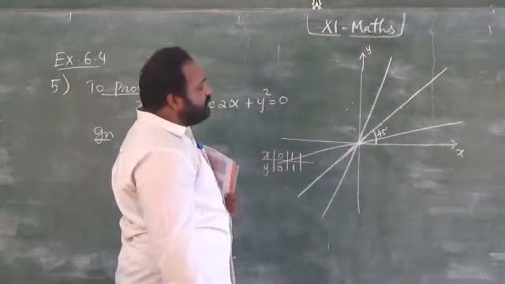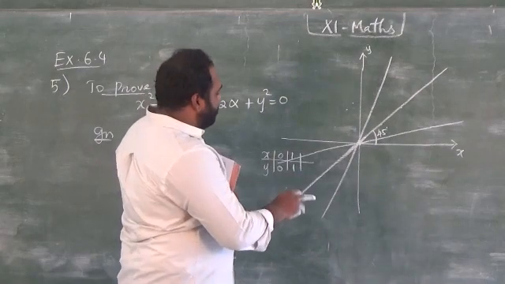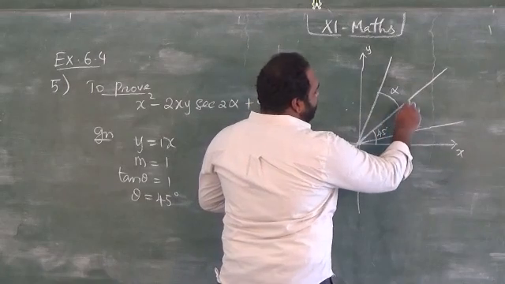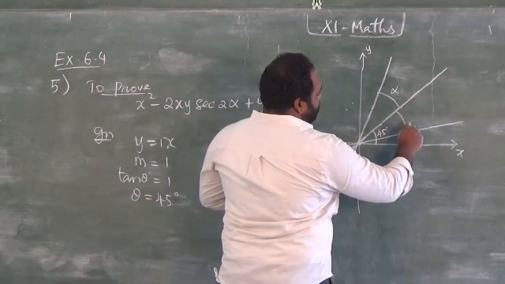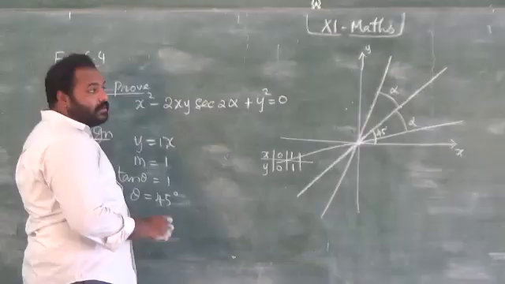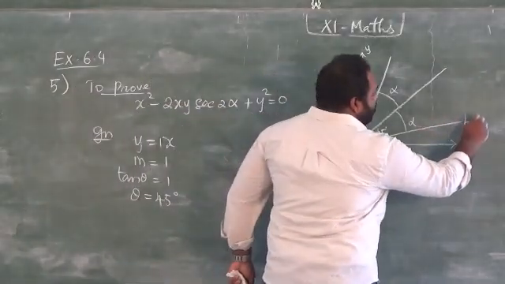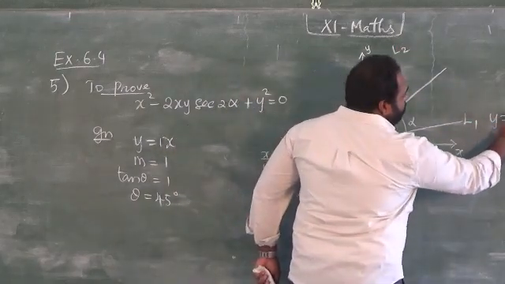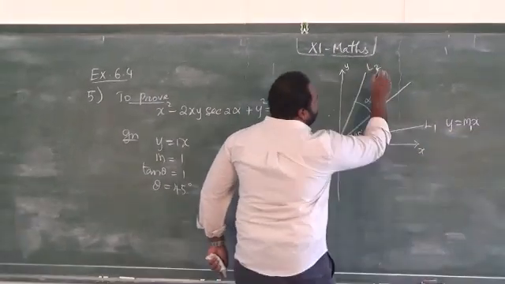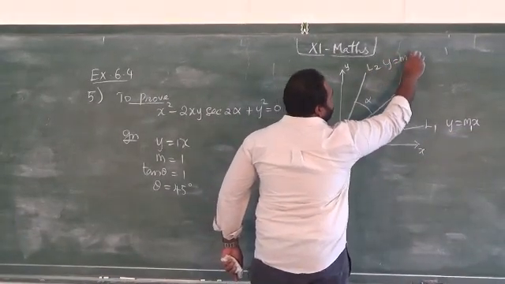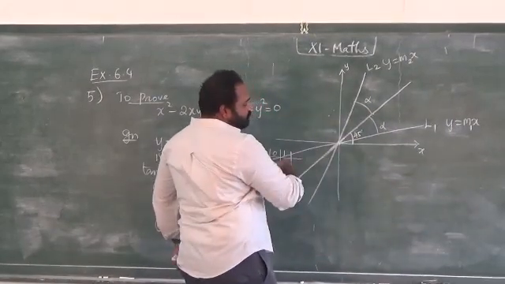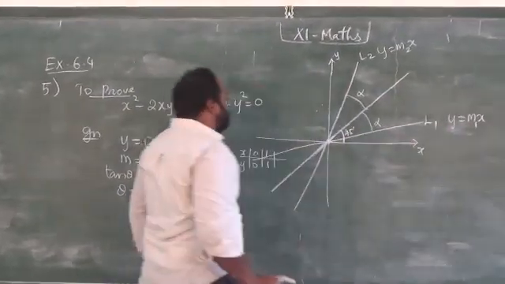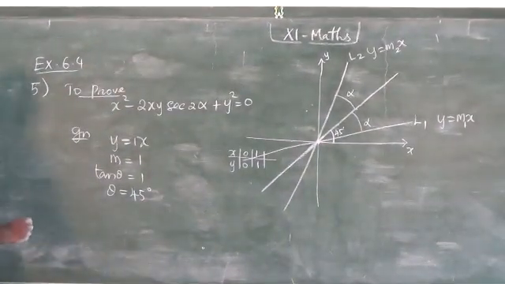Actually each line will make angle alpha with y is equal to x. So this is alpha, this is alpha. Okay, here just one more thing, here line 1, line 2. So these equations I am going to consider y is equal to m1x and y is equal to m2x, because there is no c, because it is passing through the origin, so there will not be a constant, only x term and y term. Okay, now first I am going to find out the combined equation.